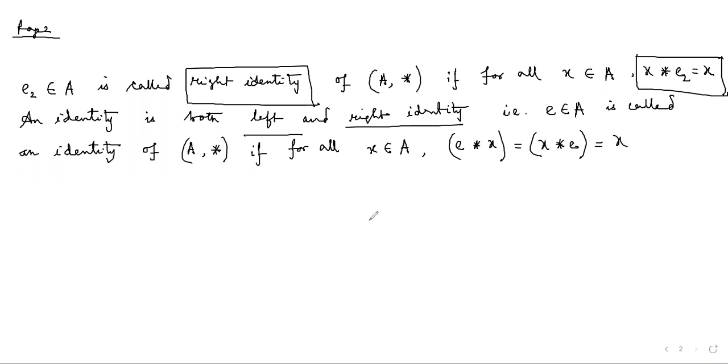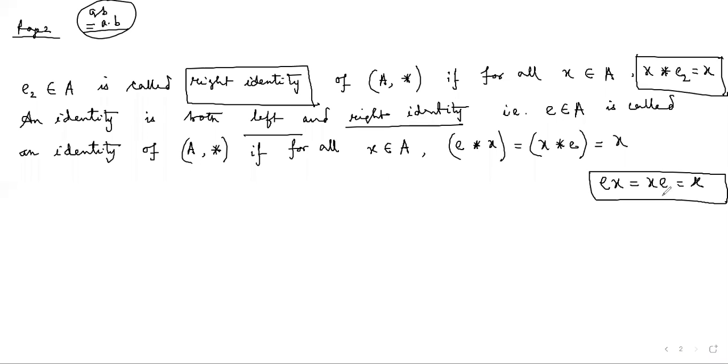Okay, and in general, since to save our time, you may find in some books that they are writing in this manner only: ex equal to xe equal to x. Do not think that in between e and x multiplication dot is present. We are in the habit of writing AB in place of A into B. It is not the case over here. You have to understand what sort of binary operation is present in between the two elements. So be careful about that.